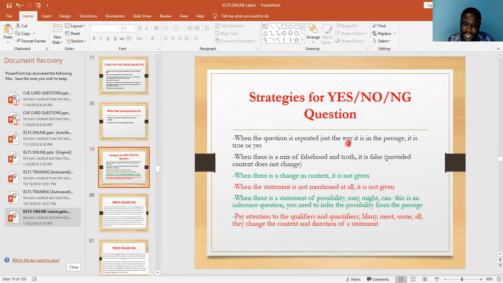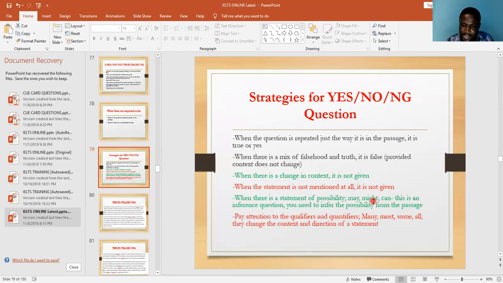Okay? When there is a statement of possibility, this is a tricky part. The words may, might, can are used in the statement. I said this is an inference question. You need to infer the possibility from the passage. They are asking you, is it possible for this thing to happen? The passage did not state categorically that it happened. We will treat some of the questions that are constructed in this manner.